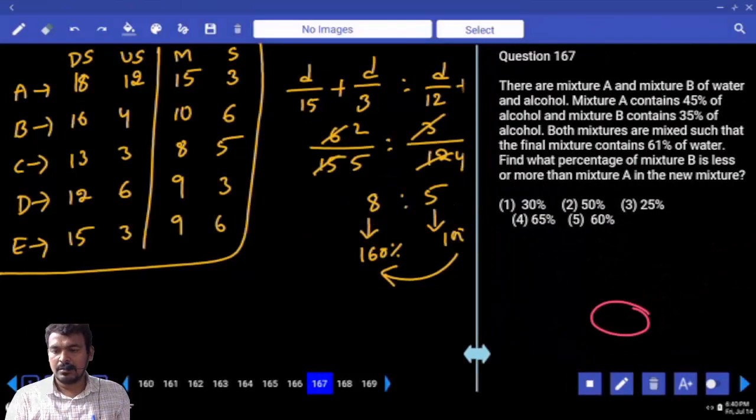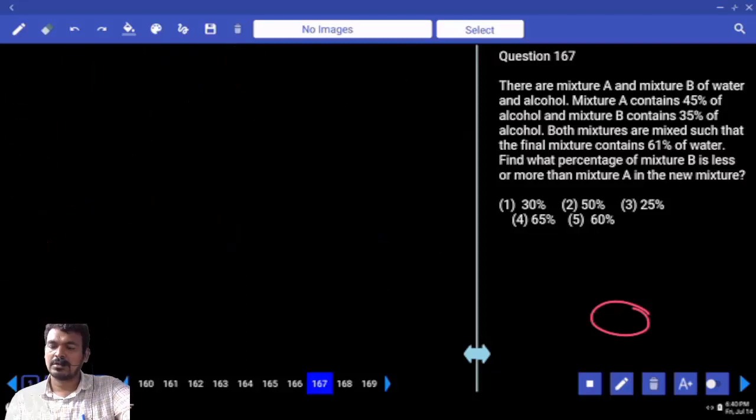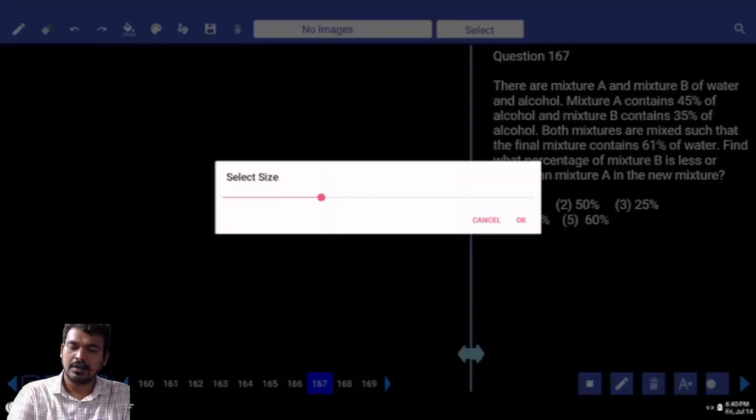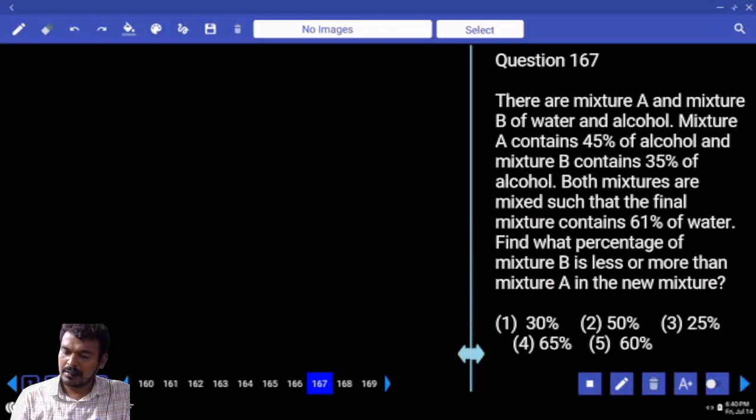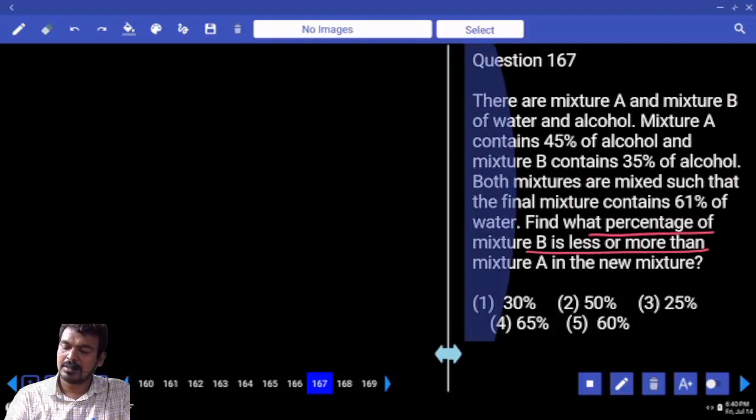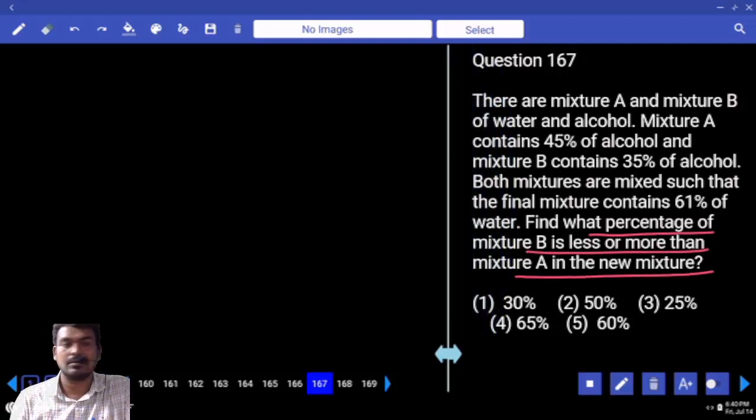There are a mixture A and mixture B of water and alcohol. Mixture A contains 45% alcohol and mixture B contains 35% alcohol. Both mixtures are mixed such that the final mixture contains 61% water. Find what percentage of mixture B is less than or more than the mixture A in the new mixture.